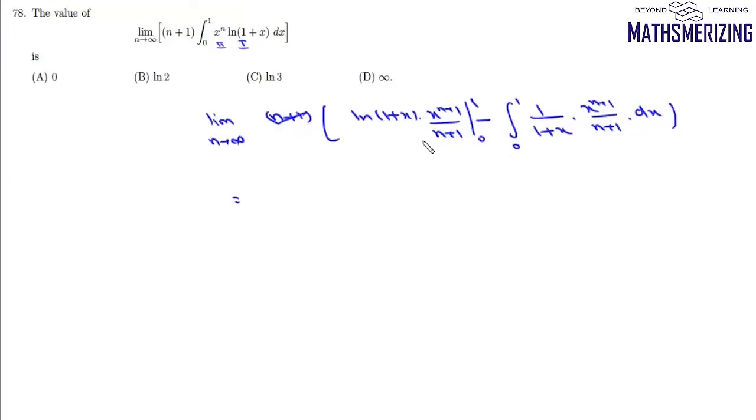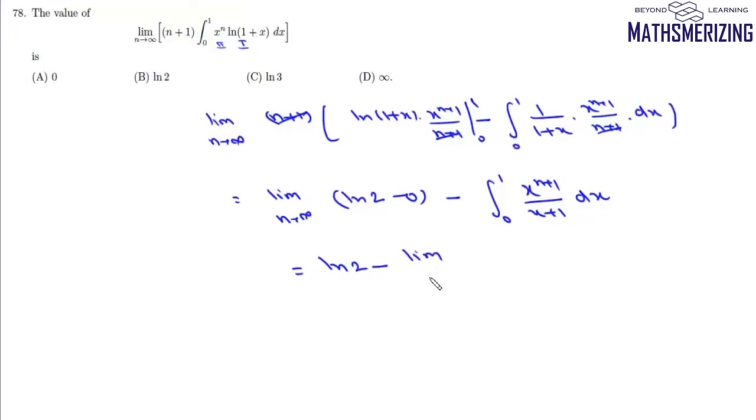Now here n plus 1 will cancel. So we can write this as limit n tends to infinite. Now we'll put x as 1, it will be log 2 minus 0, and then minus this integral from 0 to 1, x to the power n plus 1 upon x plus 1 into dx. So it will be log 2 minus this limit, n tends to infinite, integral from 0 to 1, x to the power n plus 1 upon x plus 1 into dx. Now when n tends to infinite, this x lies between 0 and 1, so this value will be nearly 0. So the value of this integral is nothing but 0. So the answer to this limit will be log 2, and that's your option number B.